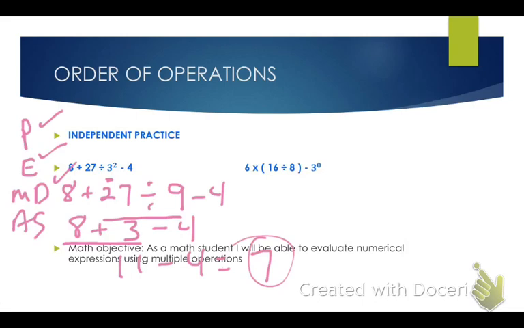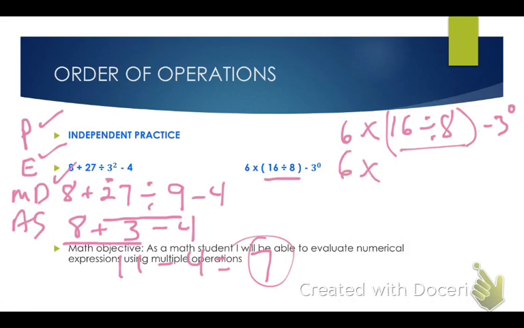All right, next one. 6 times, let's see, do we have any parentheses? Yes, we do. Right there it is. I'm going to write it over here on the 6 times. And let's do what's in parentheses first. It is 16 divided by 8. All right, and we got minus, sorry kids, not times, minus 3 to the 0 power. Okay, so we got this first. So we got 6 times 16 divided by 8 is 2 minus 3 to the 0 power.